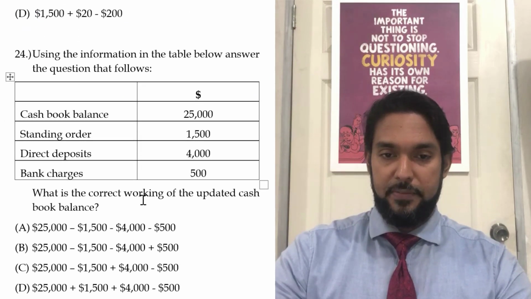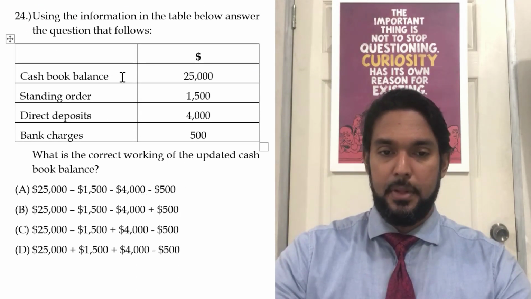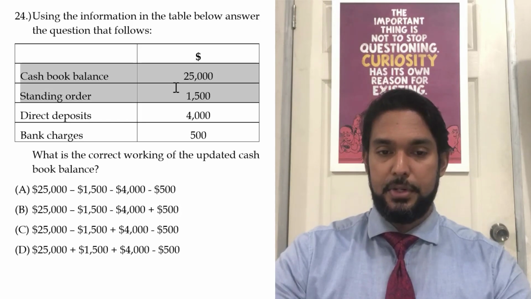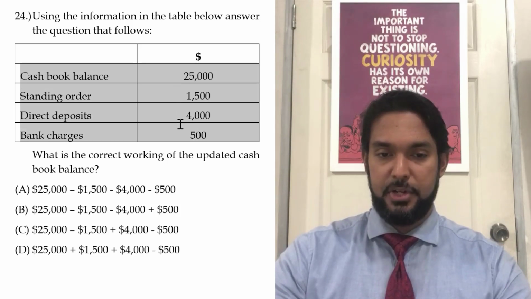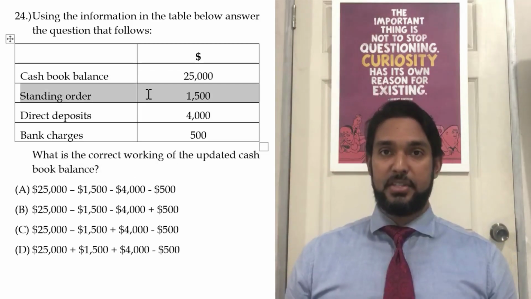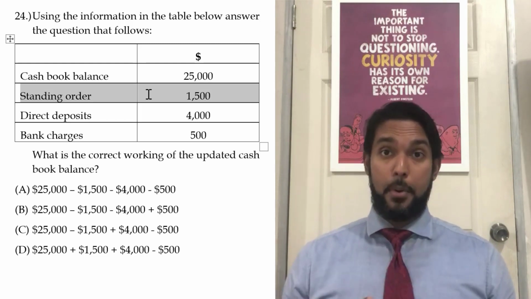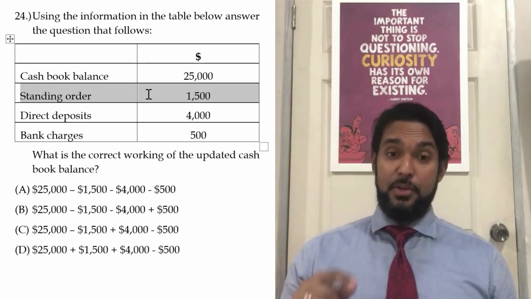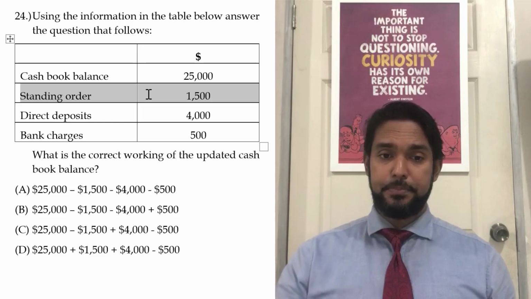Let's scroll down to number 24 and see what we have. Same setup: cash book balance, standing order, direct deposit, bank charge. What is the correct working of the updated cash book balance? A standing order is a payment the bank makes on our behalf and deducts the money directly from our account, which means it's a decrease. So we're going to have to minus 1,500.